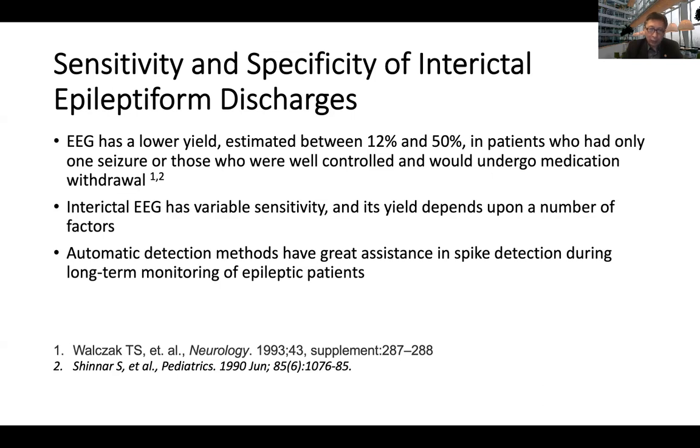Now we can use automatic detection methods, which give great assistance in spike detection during long-term monitoring of epileptic patients.